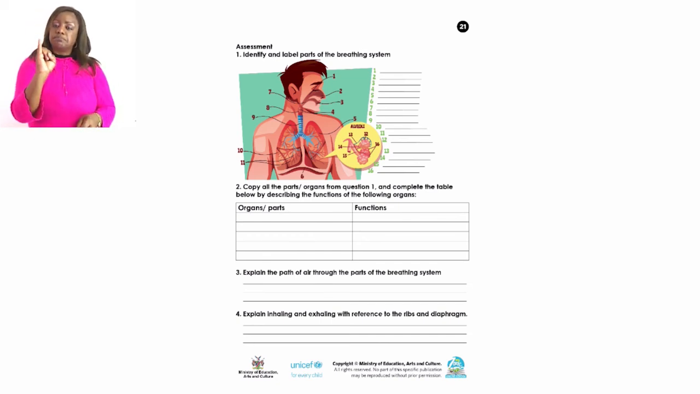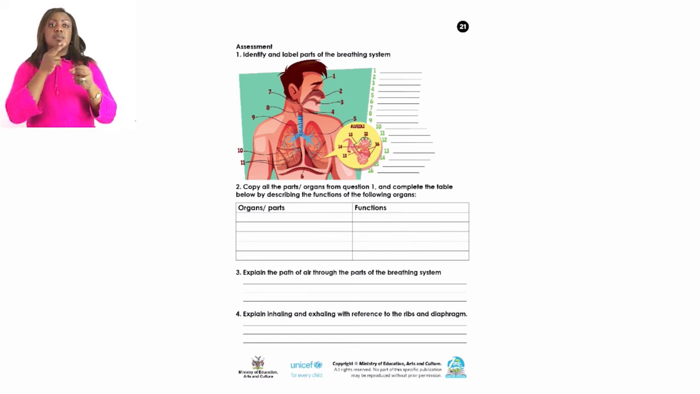Question 3, explain the path of air through the parts of the breathing system. Well, we want you now to explain which parts of the body or breathing system are involved in breathing, either breathing in or breathing out. Explain all the details, all the spots, all the points that air has to pass until it goes where it has to go and until it comes out, until it leaves our body.